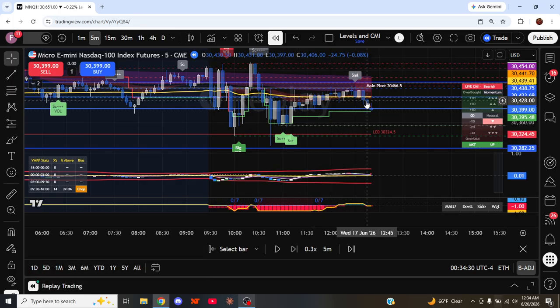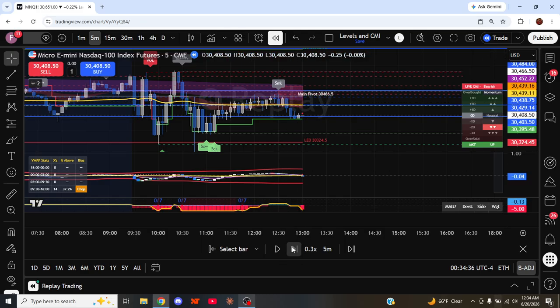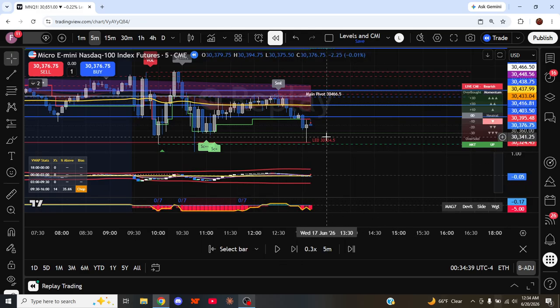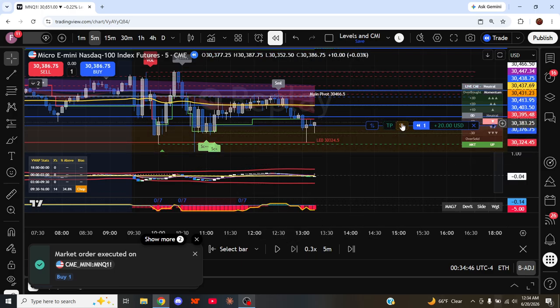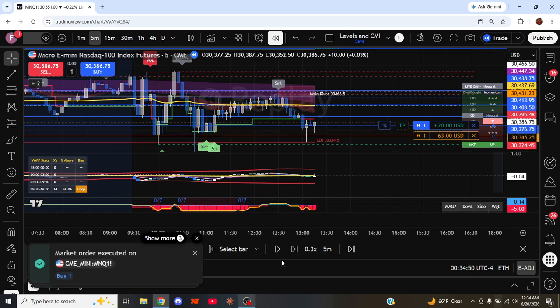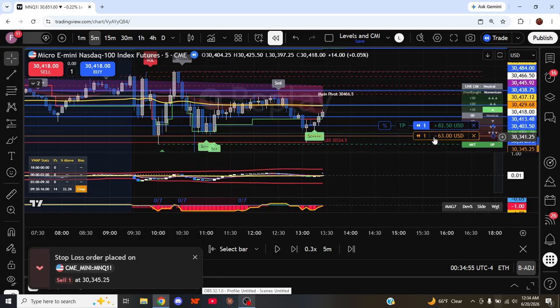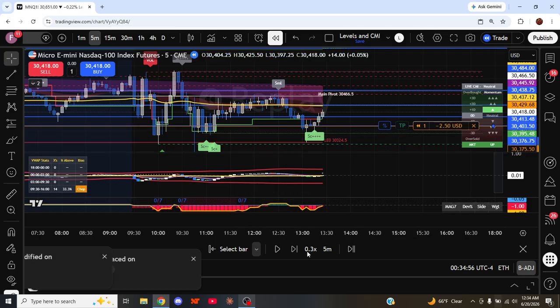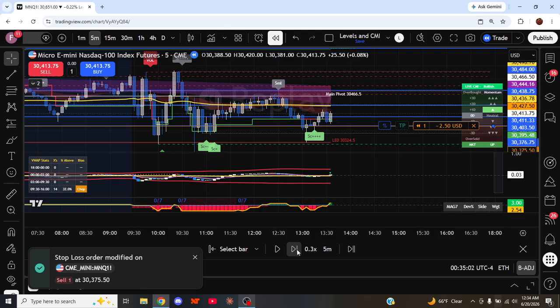It's just coming into all these levels. It's got the trend line here, VWAP here, main pivot here. I'll chop fast when it's around these. Ooh, maybe not. Probably a little premature, but damn.